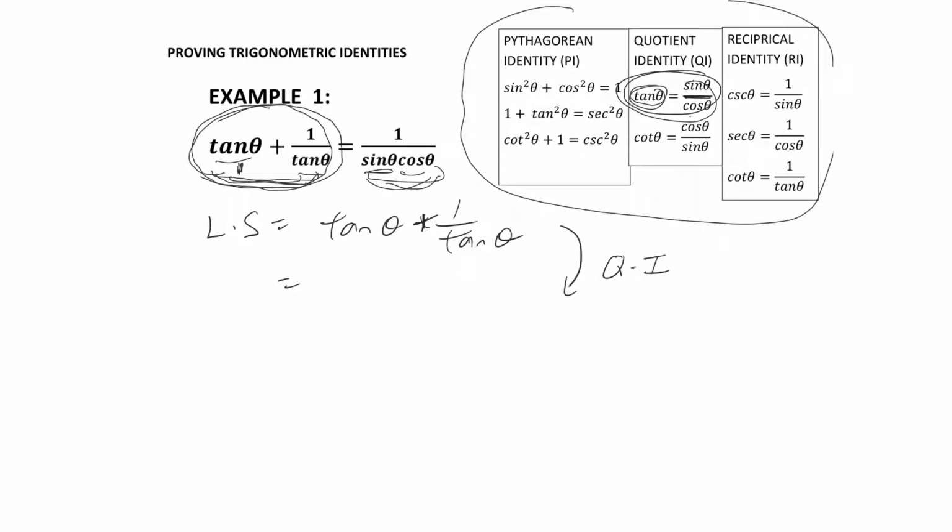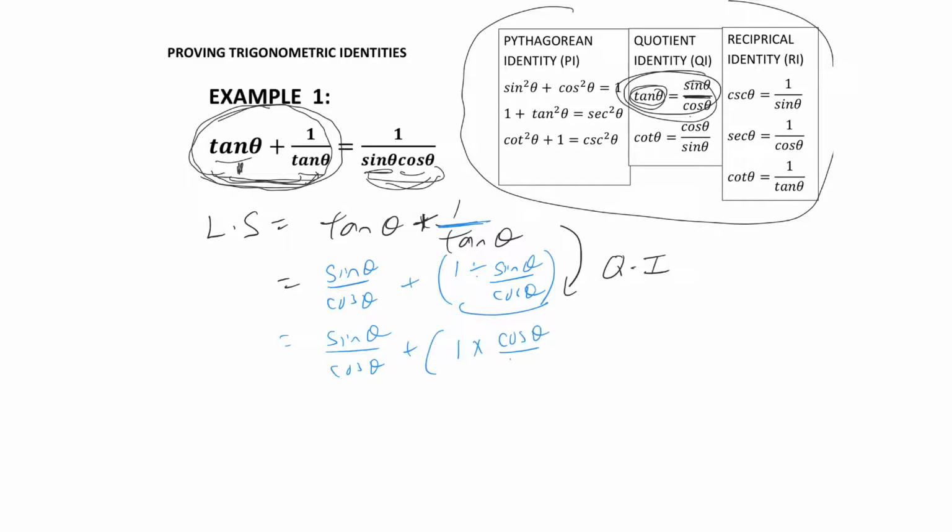I'm going to use the quotient identity to change the tan into sine over cos, plus 1 divided by sine over cos. I prefer to write a division statement like this, horizontally rather than vertically, because that will allow me to actually deal with the division horizontally. In other words, when we divide by a fraction, remember, you multiply by the reciprocal. I'm going to take the reciprocal of this, all right? And we know that.